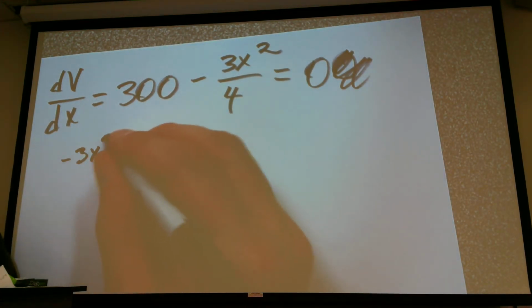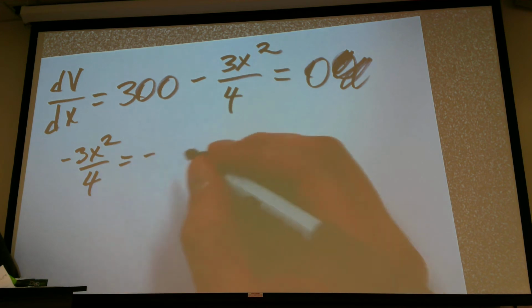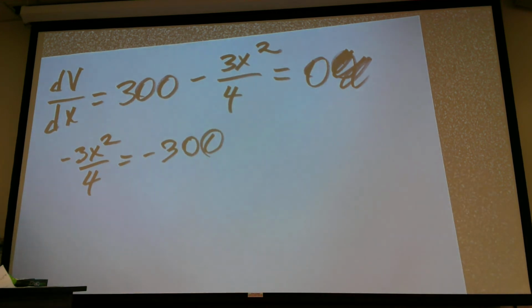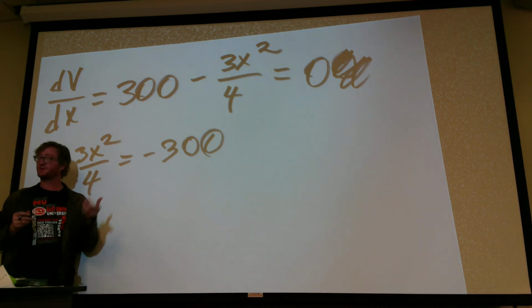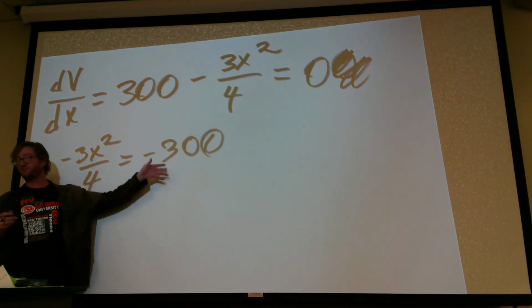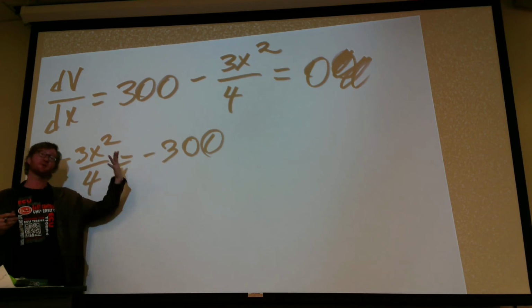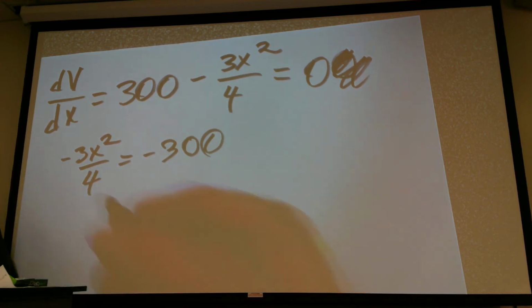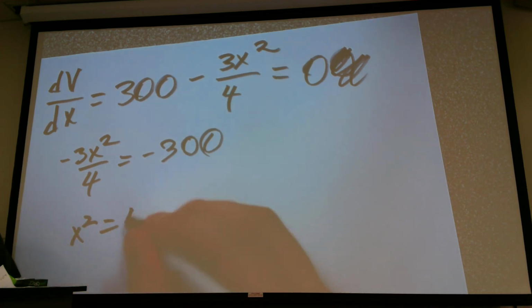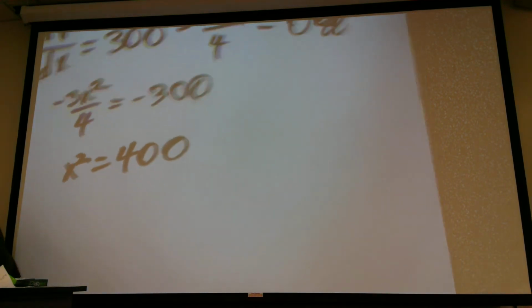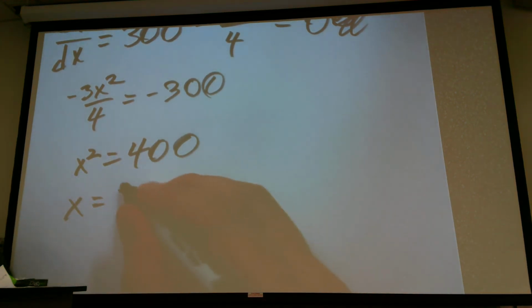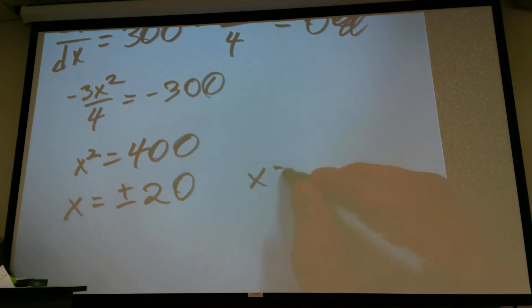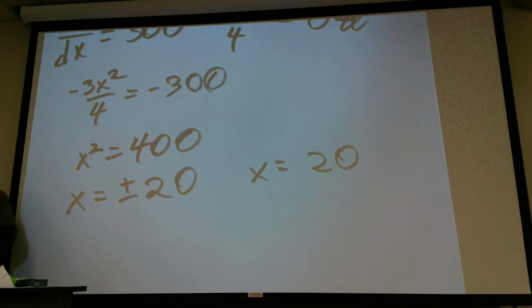So negative 3x squared divided by 4 is going to equal negative 300. I can multiply by 4 divided by negative 3, but don't cancel it out on this side. If I divide by 3, this just turns into 100. If I multiply by 4, it's going to go to 400. So x squared is going to equal 400. If I take the square root of both sides, x is going to equal plus or minus 20. Only one of those makes any sense. x is going to equal 20.